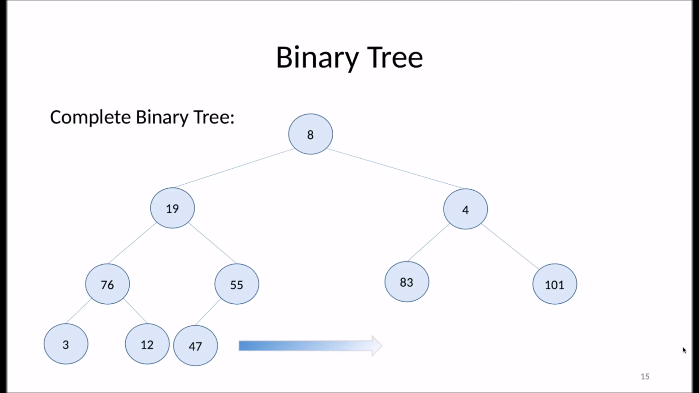And here's an example of a complete binary tree. All nodes have exactly 2 children, except the last level is not full, and the last level is filled from left to right. So as we add nodes, we would have to add them from left to right to maintain a complete binary tree. If we were just to add a node to 83, this would no longer be a complete binary tree, because there would be some nodes missing here.